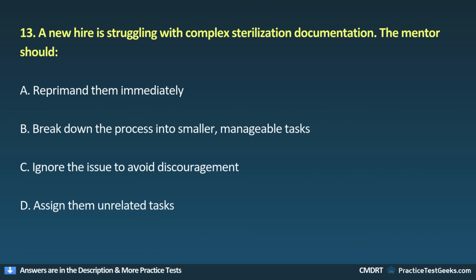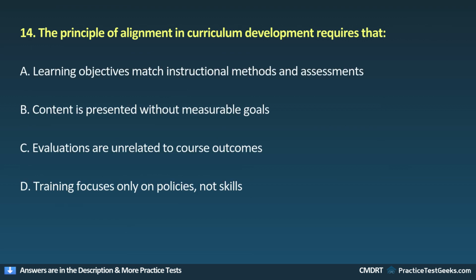13. A new hire is struggling with complex sterilization documentation. The mentor should: A. Reprimand them immediately. B. Break down the process into smaller, manageable tasks. C. Ignore the issue to avoid discouragement. D. Assign them unrelated tasks.